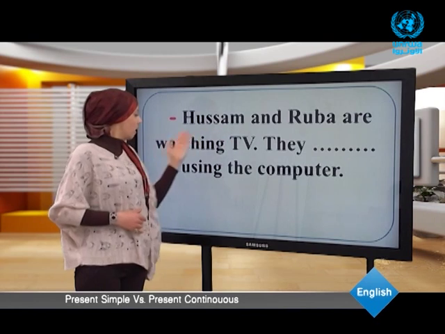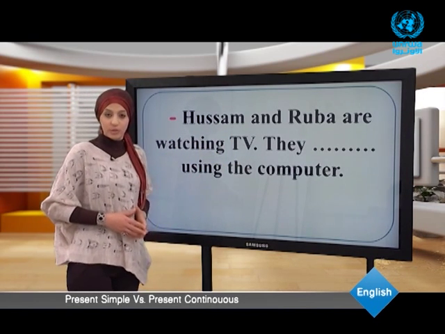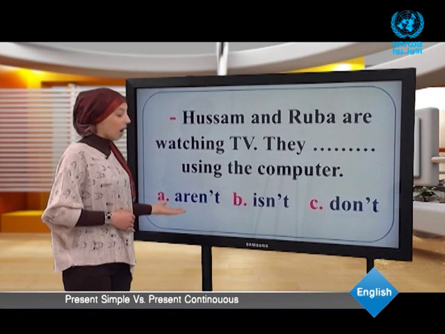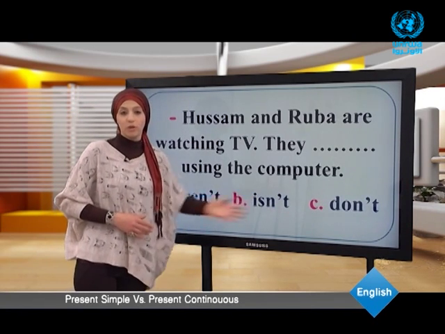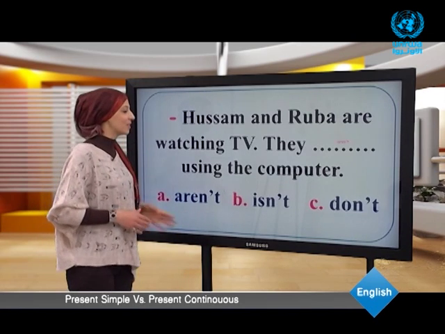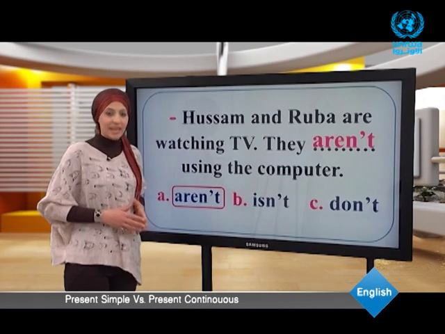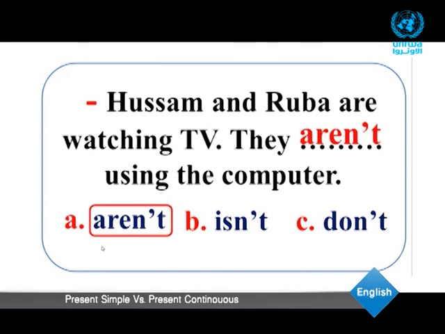Hussam and Ruba are watching TV. They using the computer. And here are the choices. Aren't, isn't, don't. What's the suitable one? Yes, brilliant student. They aren't using the computer. Let's read it again. Hussam and Ruba are watching TV. They aren't using the computer.